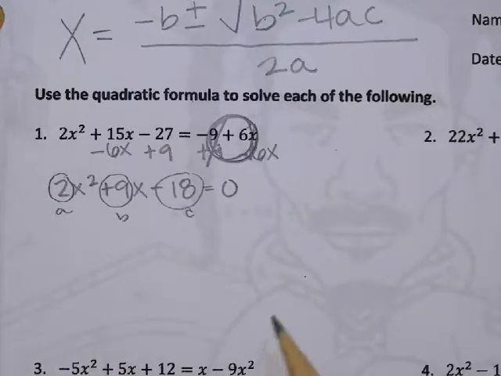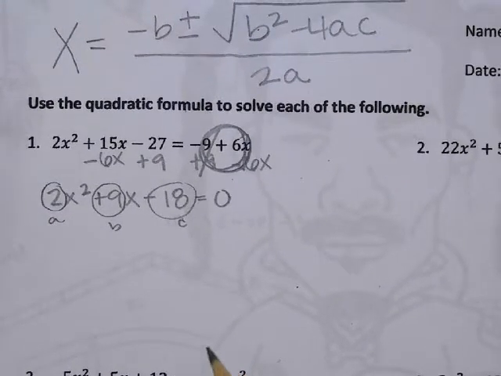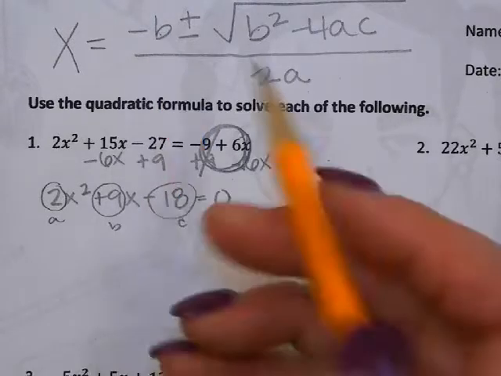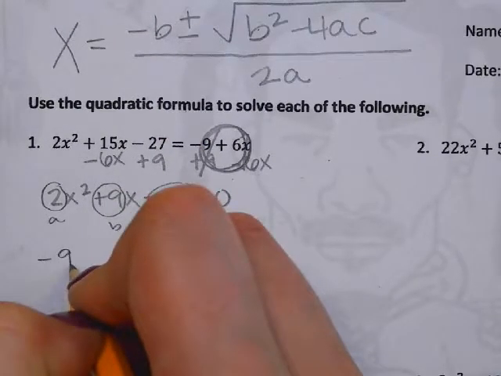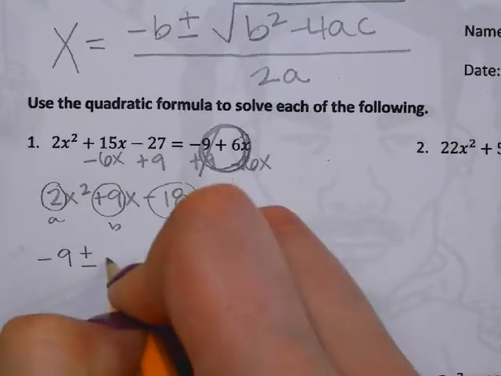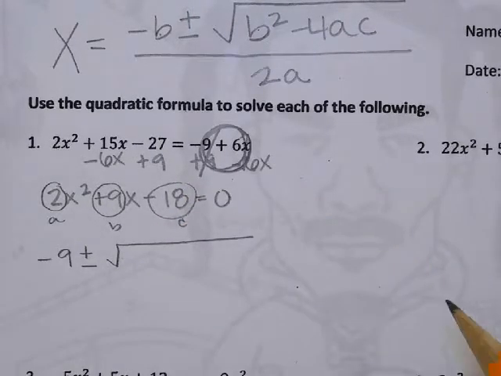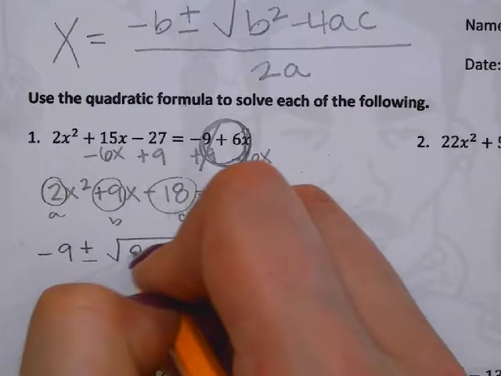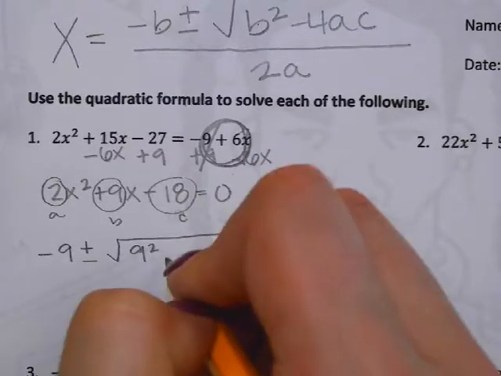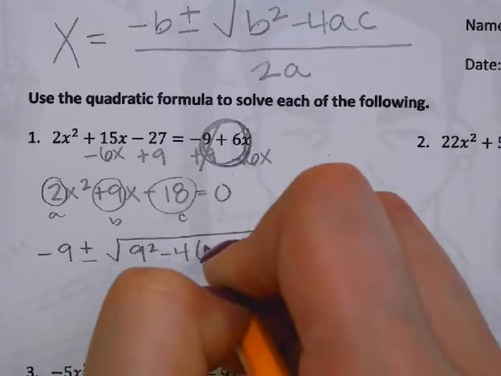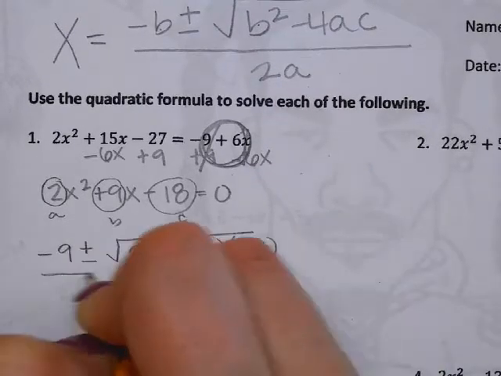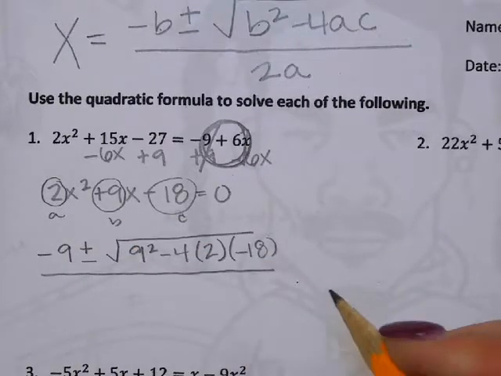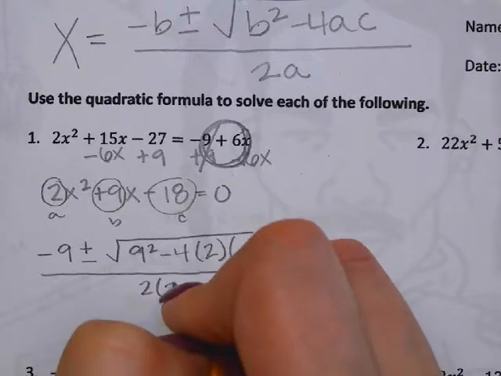Okay. So the beginning of the formula says negative b, and so what's negative b? Negative 9 plus or minus, and then what do we write? 9 squared. Okay. All over.